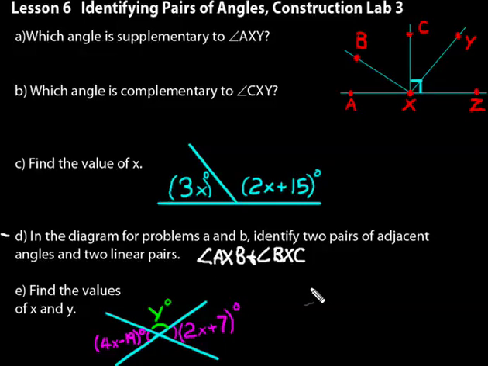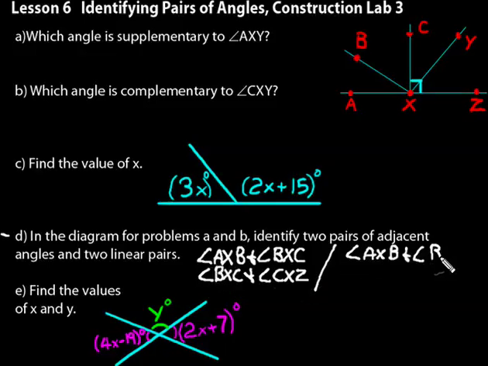And then another pair would be angle BXC and angle CXZ. So those are also adjacent. Two linear pairs, that would be angle AXB and angle BXZ, because those have to add up to 180 degrees. Their non-common sides have to be opposite rays. And let's think of another linear pair here. We could have angle AXY and angle YXZ. That's also a linear pair.